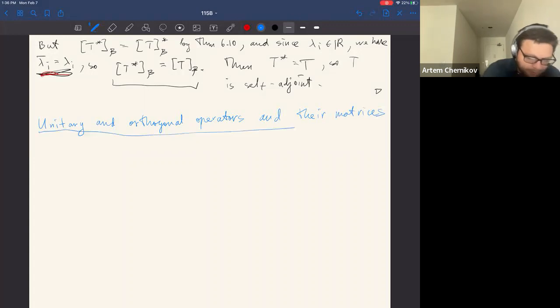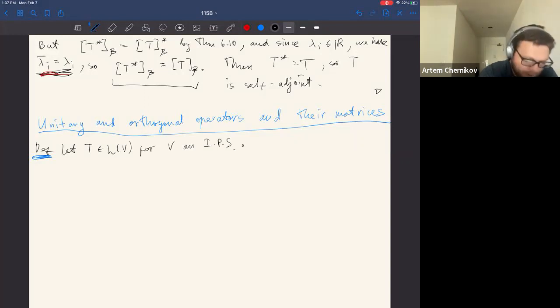Okay, so this is the next topic, which, as you will see, is related to what we've been discussing just now. We are interested in operators which preserve the length of vectors, or the norm of vectors. So let's make a definition which makes this idea precise. Let T be a linear operator on V, for V an inner product space over the field of scalars F with dimension of V finite. So we have a finite dimensional inner product space and an operator on it.